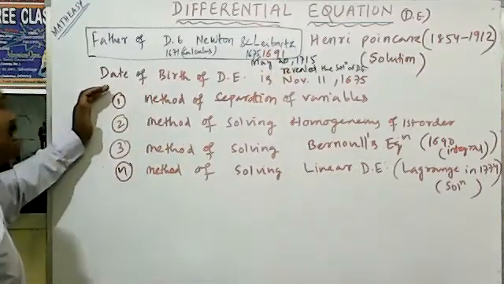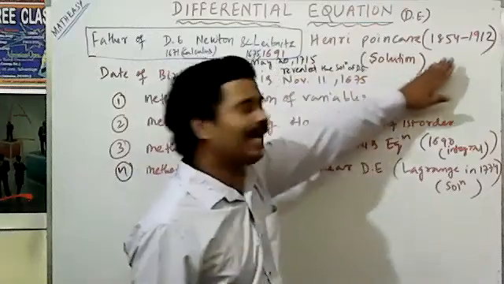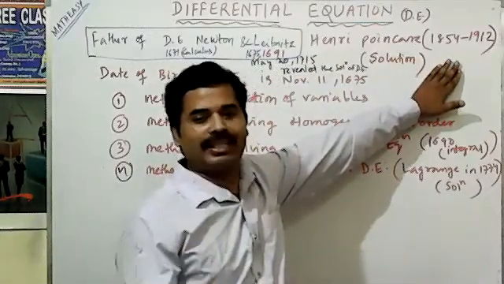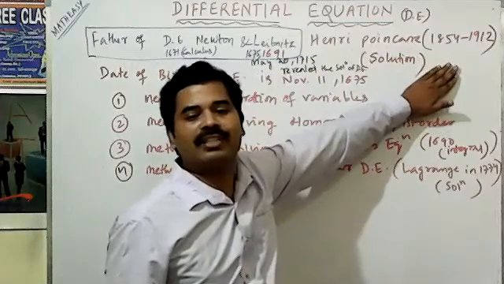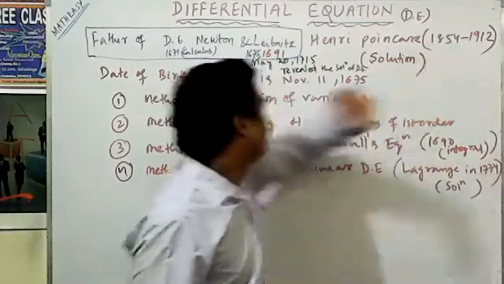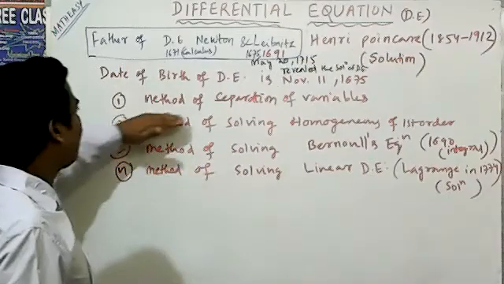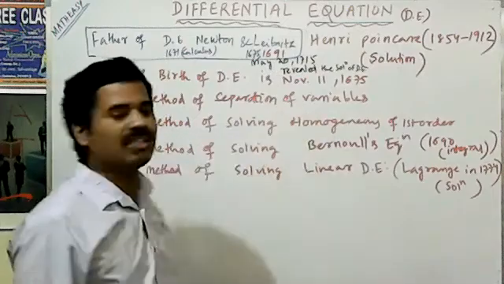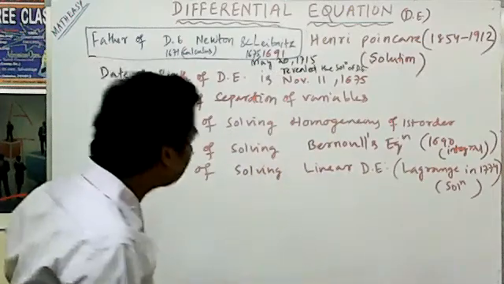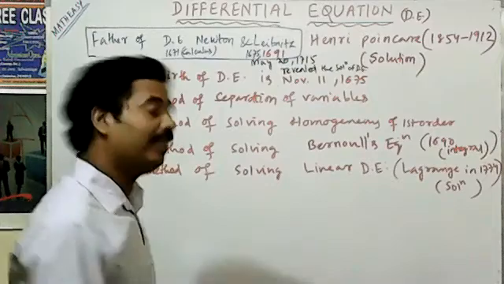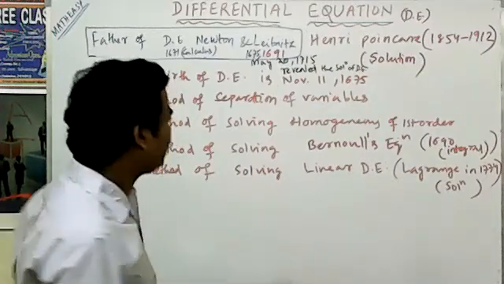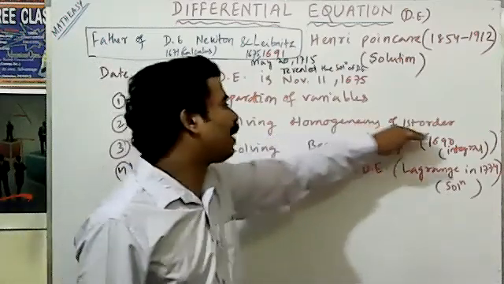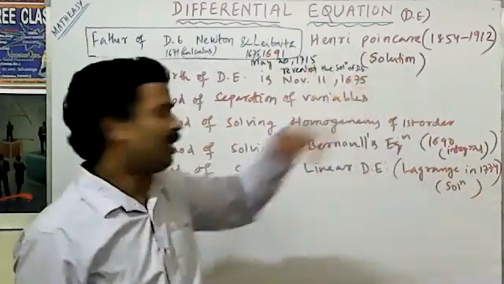After that, Henry Pennecker in the 19th century strongly adopted the solution, so the solution of the differential equation is named after Henry Pennecker. But first you find the method of separation of variables, which was solved by Leibniz. It comes first. After that comes the method of solving homogeneous equations of first order.